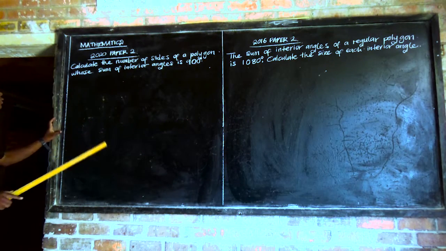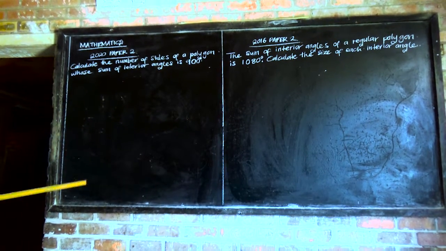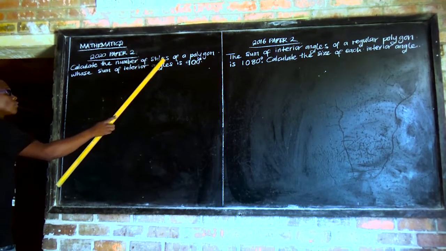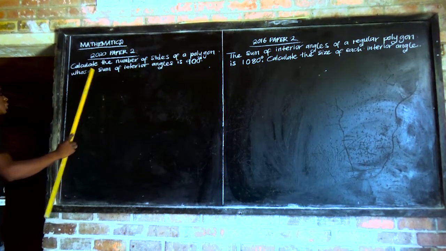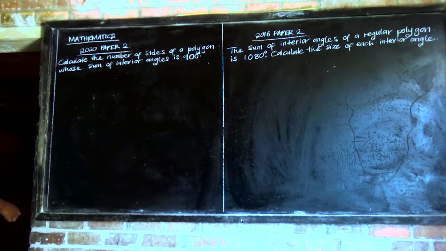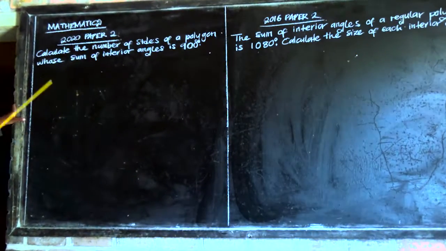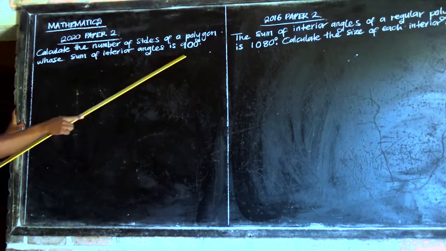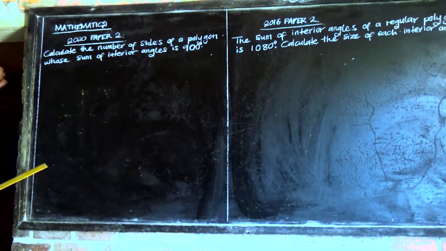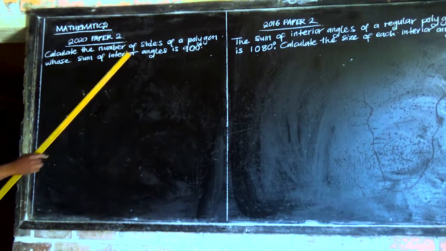Okay, so now let us look at 2020 paper 2. It's saying calculate the number of sides of a polygon whose sum of interior angles is 900. Right? So we have been given the sum of interior angles of this polygon to be 900 degrees. Now we are told to calculate the number of sides of this particular polygon.